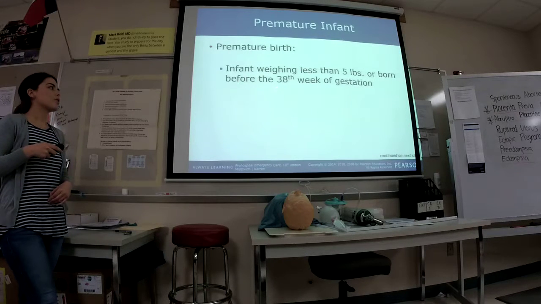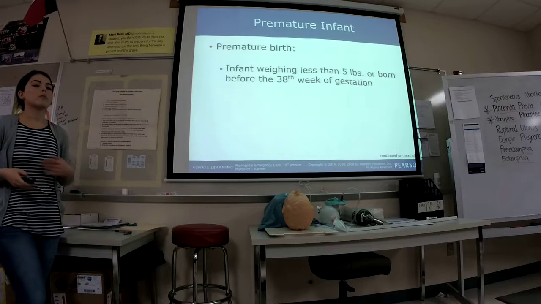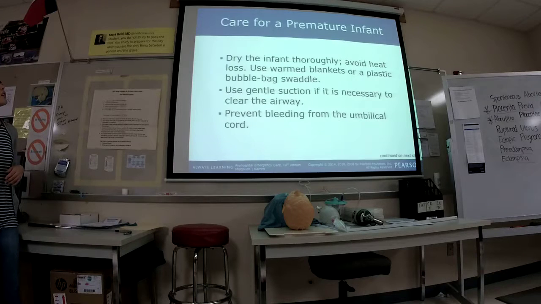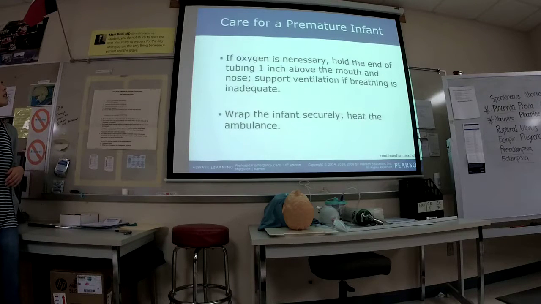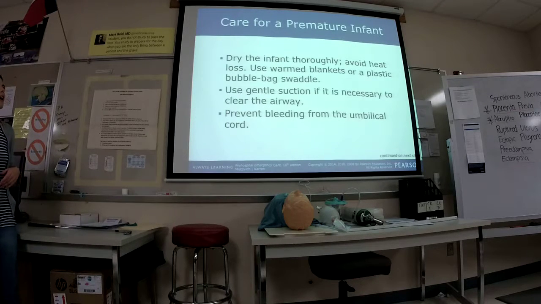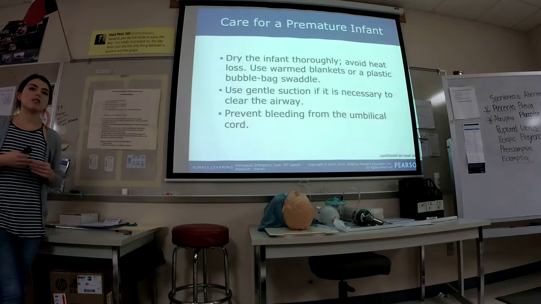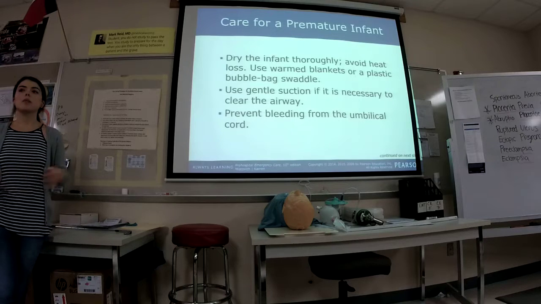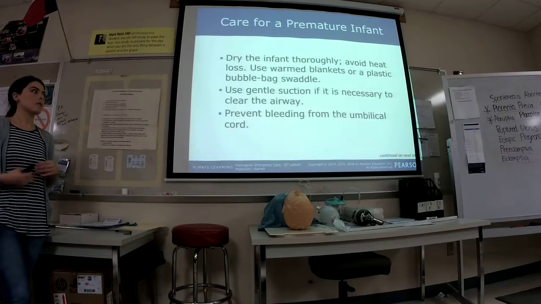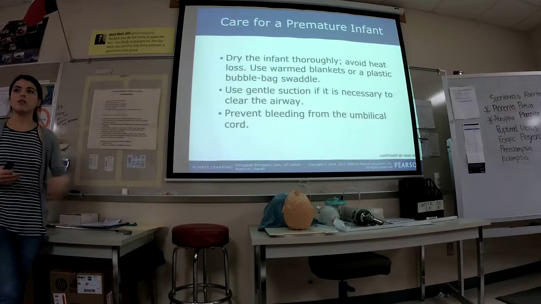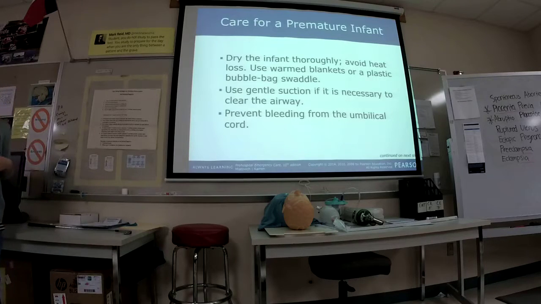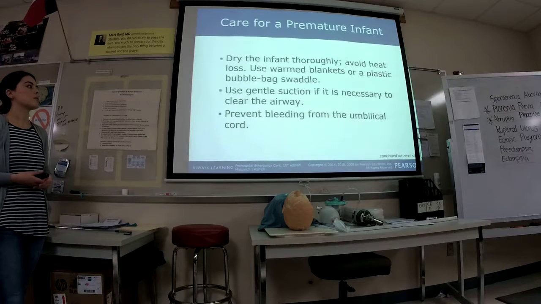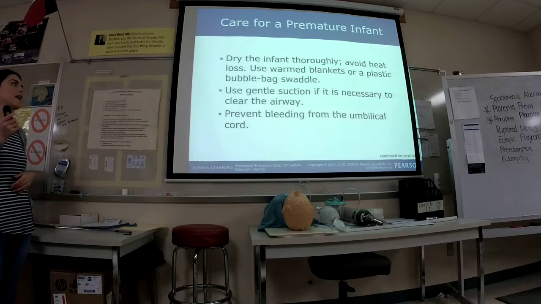Premature birth: before 38 weeks of gestation, or maybe weighing less than 5 pounds. Just know that premature infants' immune systems aren't completely developed, so we really want to be as careful as possible, keeping them warm and in a sterile environment, because they're not as used to all these allergens in the air, or the bacteria that's around them. So be very aware of that.